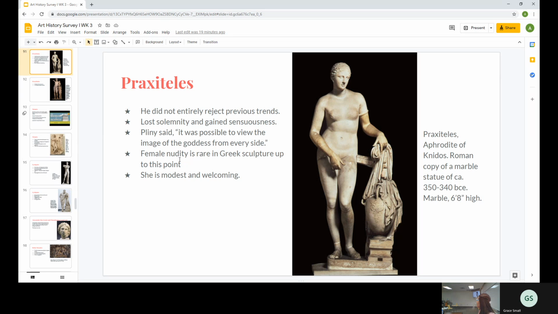What are some of the things you notice? Well, of course, she's contrapposto. She is contrapposto, yeah. Her shoulder goes back, her body's a little more shown off. Yes. So they're showing off the nudity, but they're also doing something to cover it.